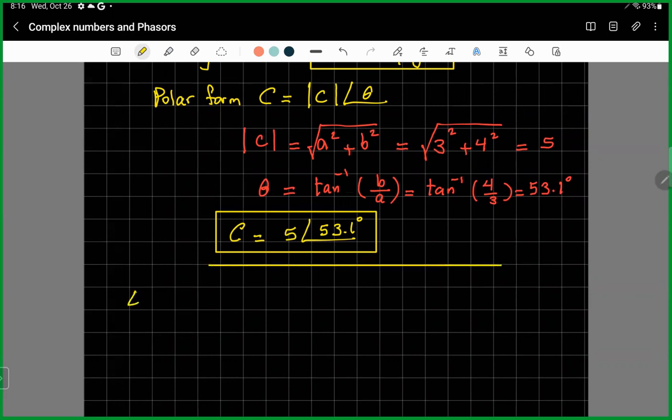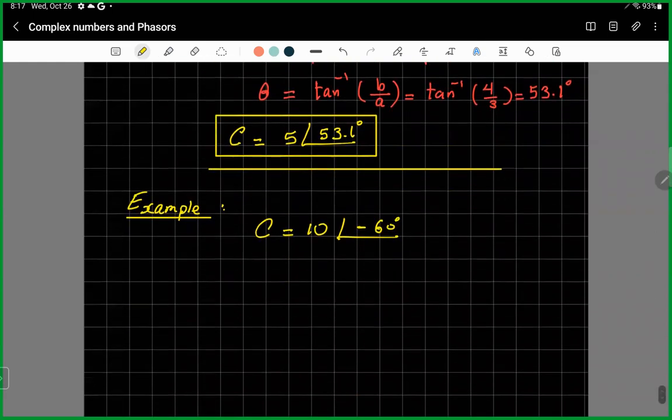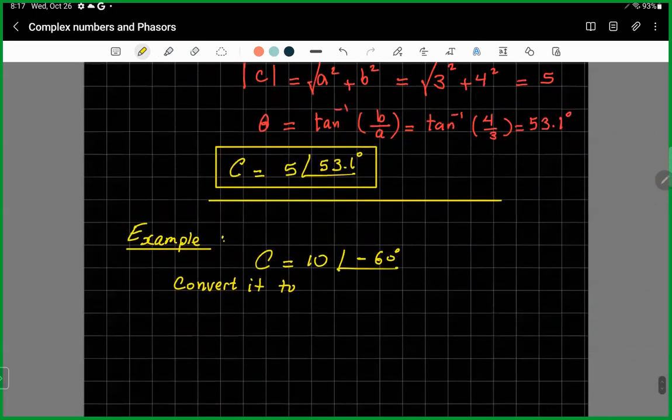So let's have another example. Let's say a complex number is given as 10 on angle negative 60. Convert it to rectangular form, or express C in rectangular form. Let's see how we do that.